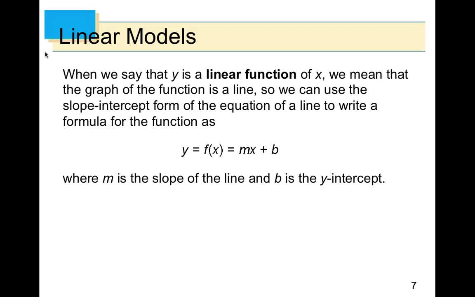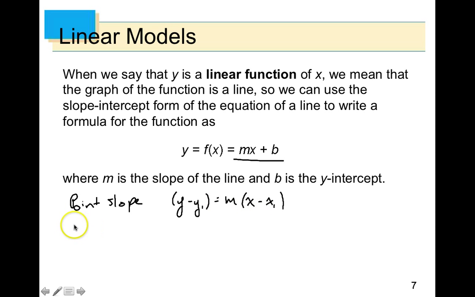And we can use everything that we know about straight lines and functions of straight lines in the creation of our linear model. So we can use the slope-intercept form of an equation to write a formula for the function as y equals f of x, which is equal to mx plus b. And you should remember that mx plus b is the slope-intercept form. We also have other forms. If you remember, we have point-slope form, which will probably be a little bit more useful when we talk about derivatives. That's y minus y1 equals m times x minus x1.